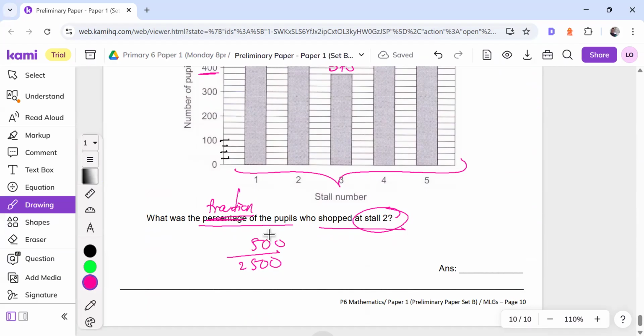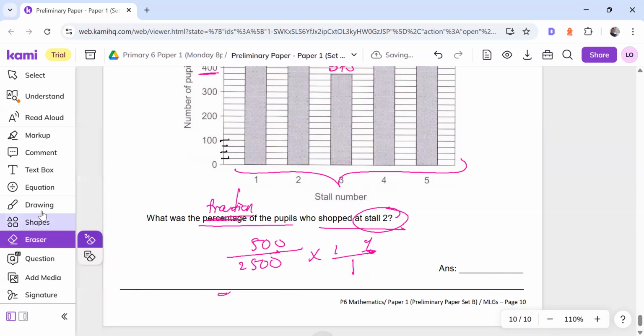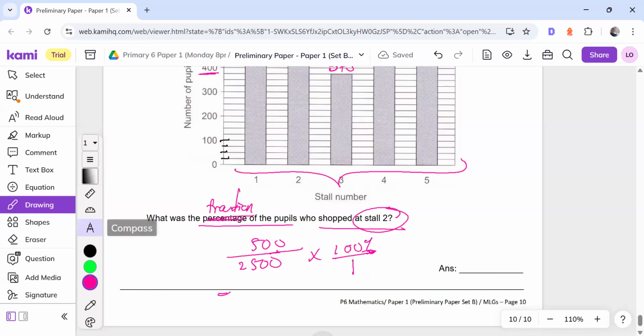Then you will need to make the denominator 100. If you don't know how to make the denominator 100, there is another way. Okay, what is the other way? Times 100%. That is the other way. So you change the whole number into a fraction. Cancel 20, cancel 20. And then what do you get? You get 500 over 25, right?